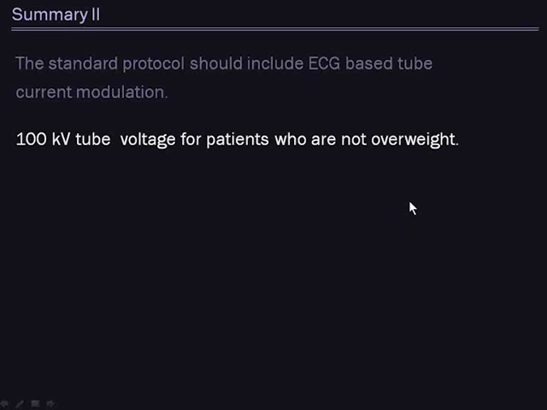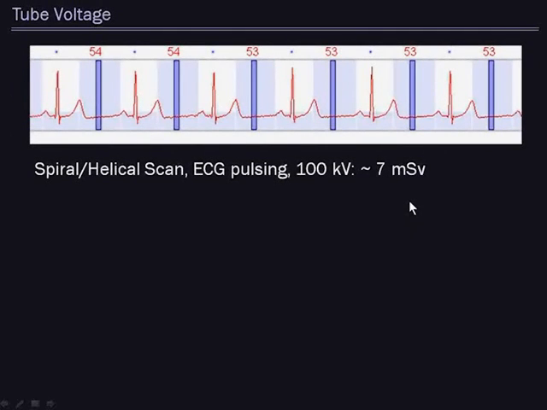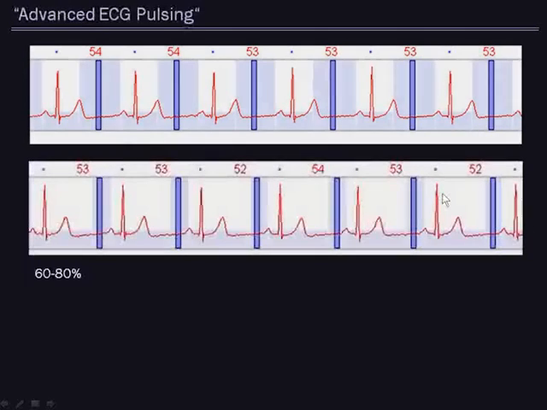kV. The typical dose that can be achieved in this way, if you combine EKG pulsing and 100 kV tube voltage, is about 7 millisieverts. And that's already a very, very reasonable dose for coronary CT angiography.